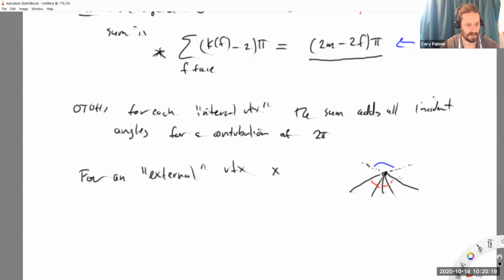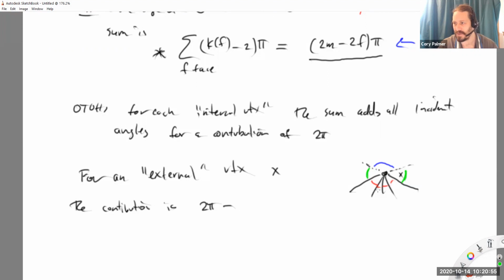vertex x, say this is vertex x, the contribution is 2 times pi minus something, right? Minus something, because these red ones plus this blue, the blue ones aren't going to eat up everything. There's this leftover excess here and here that isn't counted. And that just depends on the angle at this point, okay? So it's 2 times the sum of these interior angles, or in other words, it's 2 times pi (360) minus these two green regions here.